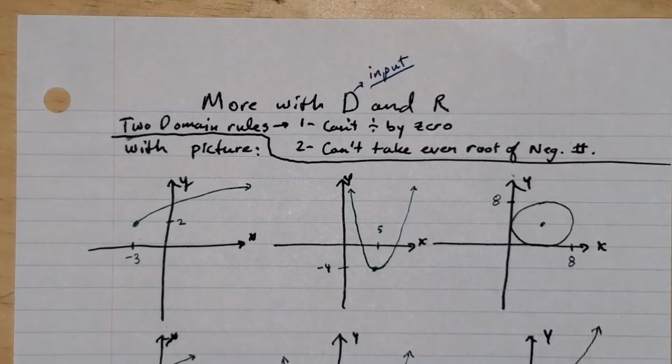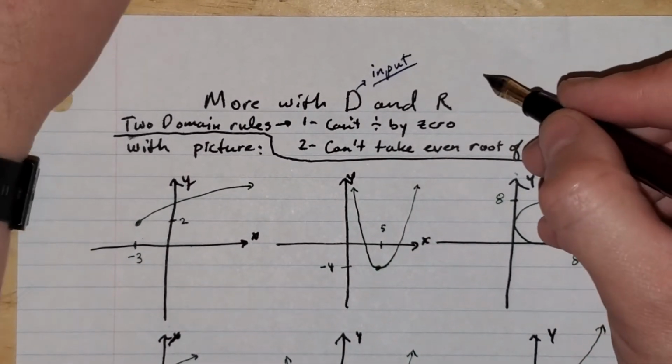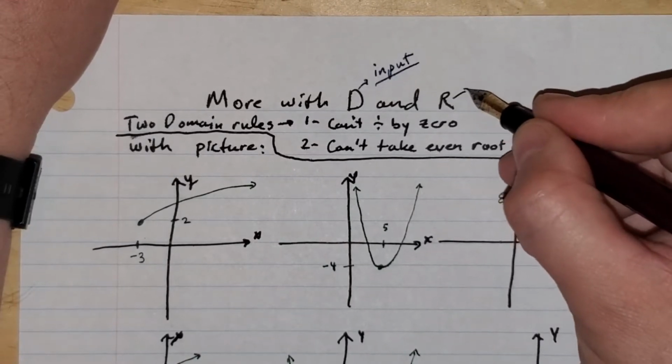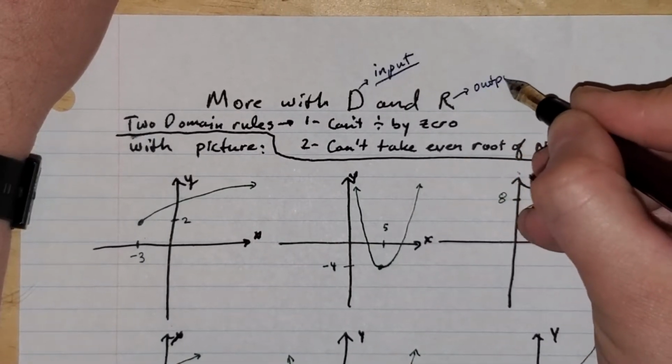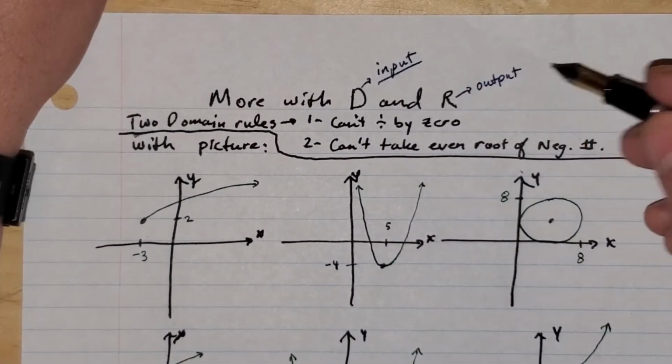Domain is going to be your horizontal axis, okay? Whether it's X or it's T or it's some other thing, and range is always going to be your output. That's what you get out of an equation, and that's going to be your vertical axis.